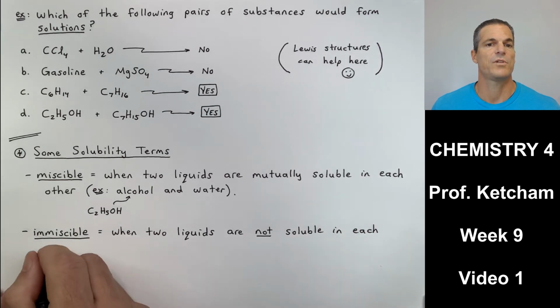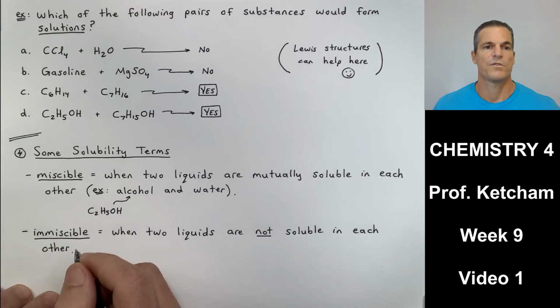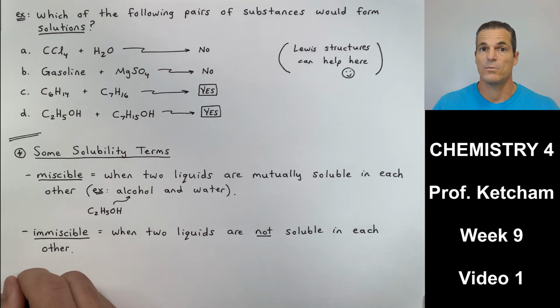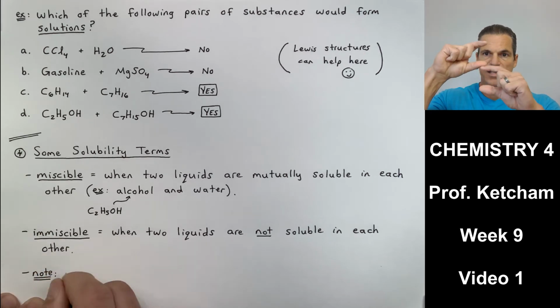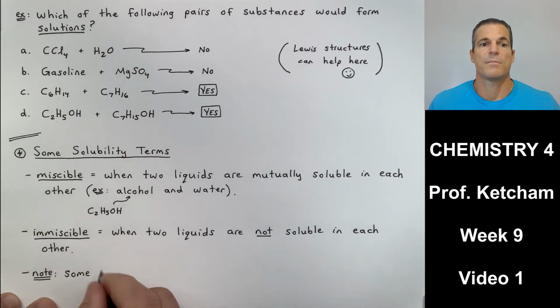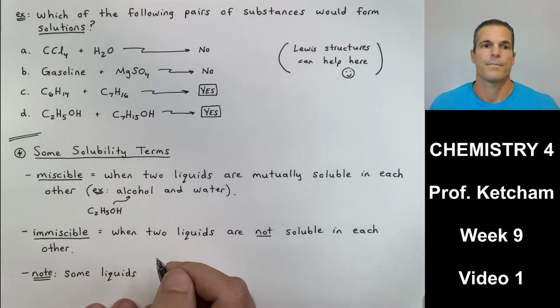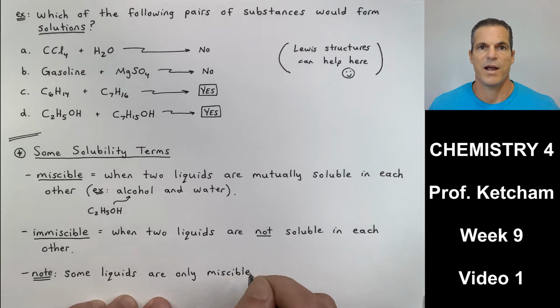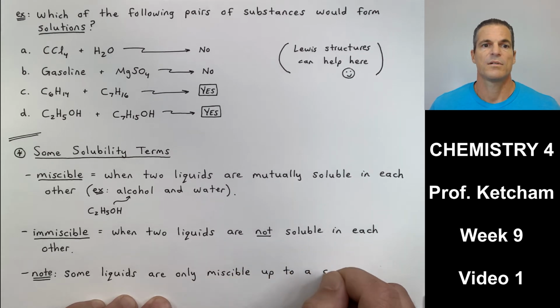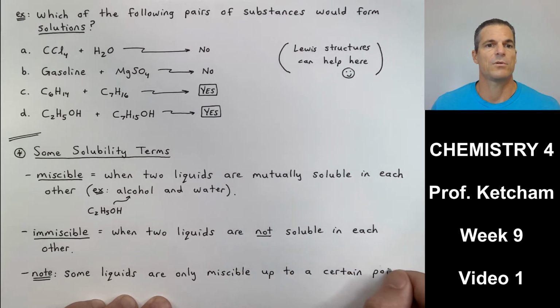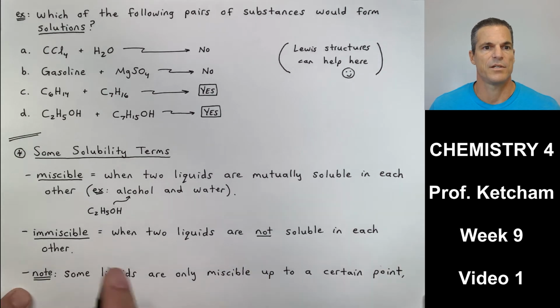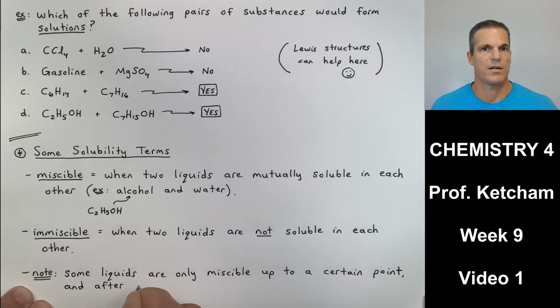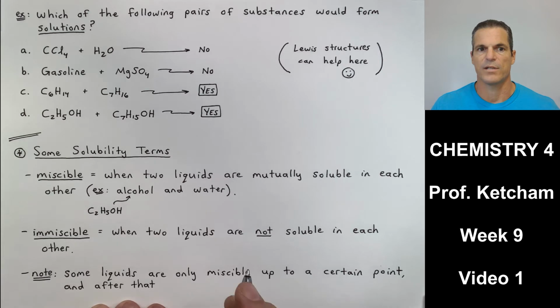Immiscible is when two liquids are not soluble in each other. So if I put these two liquids in a test tube and shook them up, I would get two layers in the test tube. Something I can think of is oil and water. These are immiscible. They're going to form two layers. They're not going to want to interact with each other. So miscible means soluble, and immiscible means two liquids are not soluble in each other. And I'm talking about liquids here, a liquid versus another liquid.